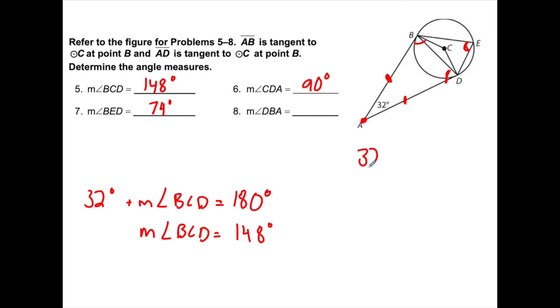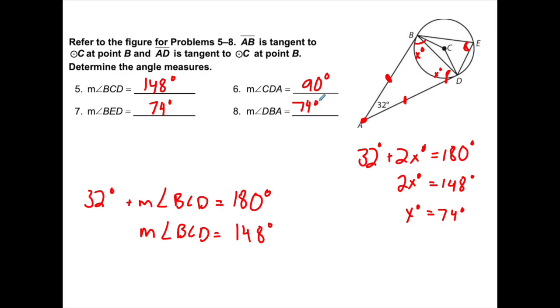So I've got 32. Let's say that each of them are equal to x degrees. So I've got 32 plus 2x degrees equals 180 due to the triangle angle sum theorem. So when I subtract 32, I get 2x equals 148, as we've seen before. And then I divide by 2, and x is equal to 74 degrees. All right. And so that's the idea there.